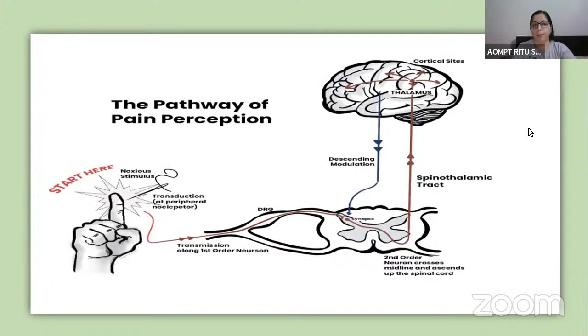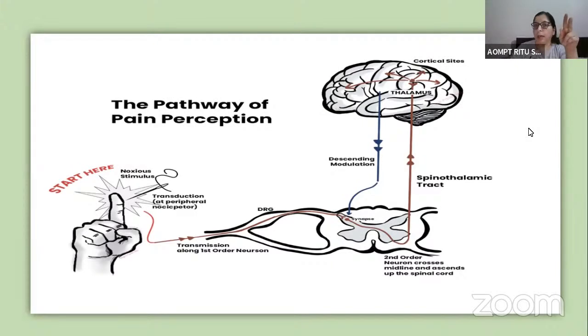And the pathway of pain perception is how the noxious stimulation is created when the patient has any injury. There is transduction at the peripheral nociceptors, where the free nerve endings are the first-order neuron, with A delta fibers being fast and C fibers being slow, going to the dorsal root ganglion, where the synapse takes place. There, the second-order neuron takes the ascending path towards the spinal cord, the spinothalamic tract.